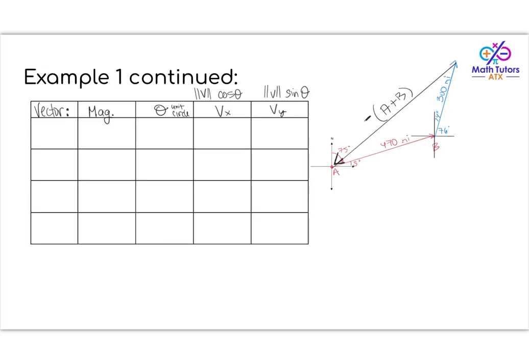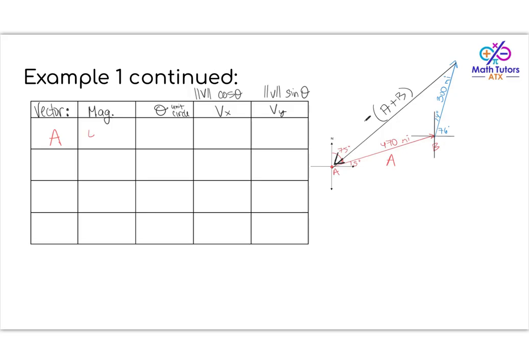All right, so when I work these, I like to set up a little chart to help us stay organized. So we're going to have our vector, the magnitude of the vector, the unit circle direction, right? Then the components, we're going to find the x component and the y component of each vector. So the first vector, let's go ahead and look at A right here.